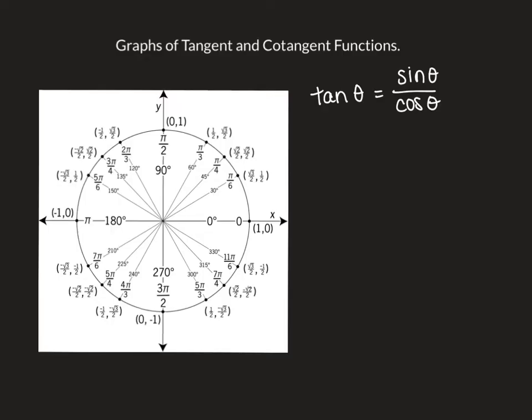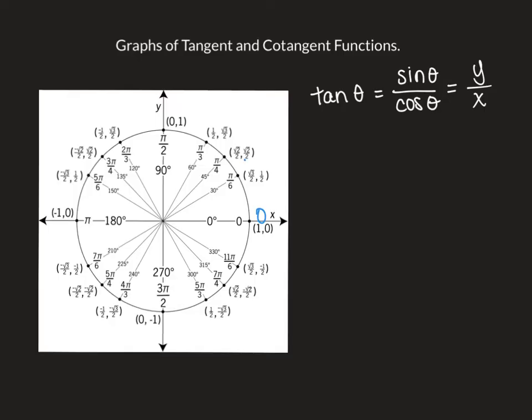Now, sine and cosine on the unit circle, we're going to use the coordinates of the points, and sine is just the y value and cosine is the x value. So I'm going to go ahead and label this unit circle with the tangent values for each of our special angles. So tangent of 0, for example, 0 degrees or 0 radians, is 0/1, which would just give us 0.